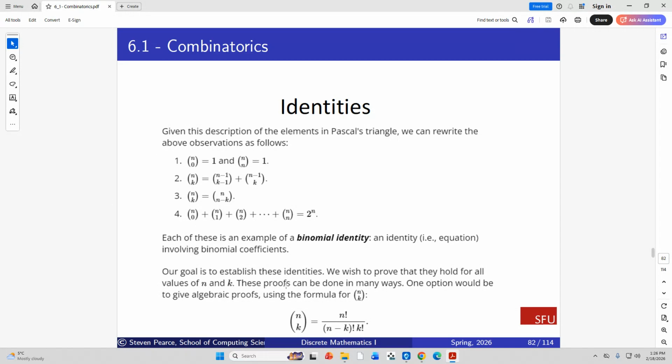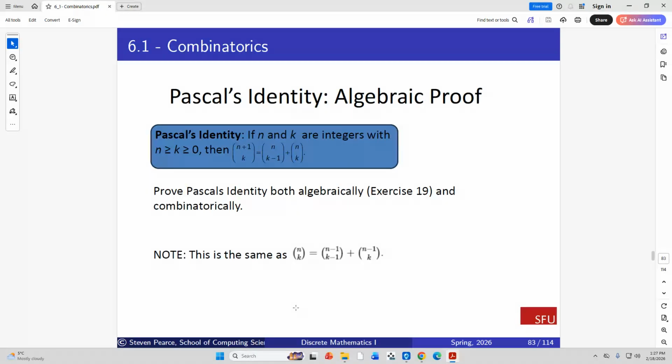Our goal is to establish these identities. And here you can see, again, we've seen this before. This is just simply n choose k, which has this analytic form, n factorial over n minus k factorial times k factorial. So that's what these binomial coefficients are, related back to n choose k in the introduction of combinatorics. Okay, Pascal's identity. Let's have a look at an algebraic proof. This is pretty simple. Pascal's identity can be proved both algebraically and combinatorially.